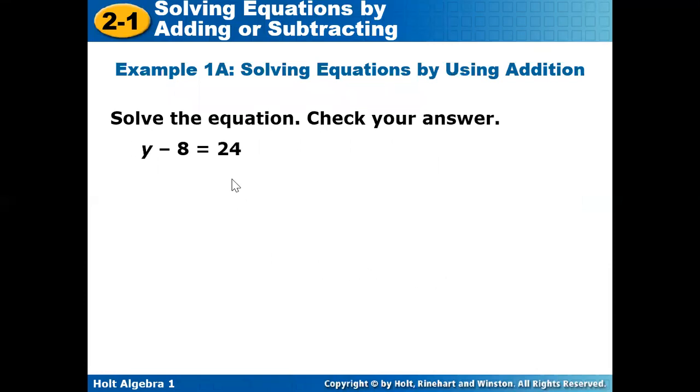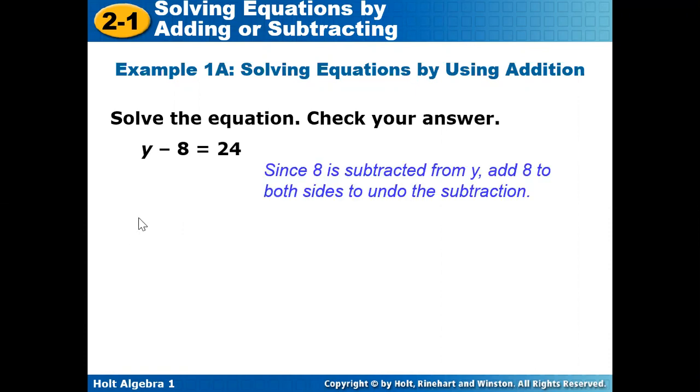For example, looking at this equation, y minus 8 equals 24. The opposite operation of subtraction is addition. So in order to move this whole negative 8 away from the y, we're going to move it to the other side of the equation. To do that, we're going to do the opposite operation, which is addition. So we're going to add 8 to both sides. And these are going to cancel out, because negative 8 plus 8 gives you 0.